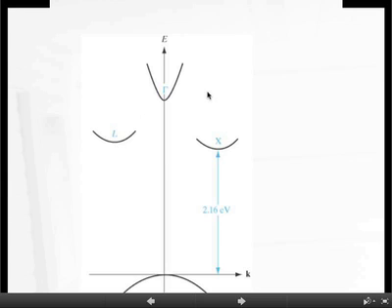So what kind of semiconductor is this? Is this direct or indirect?